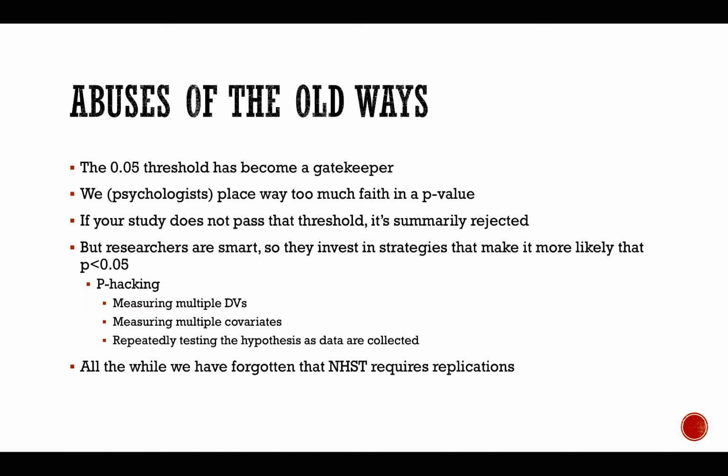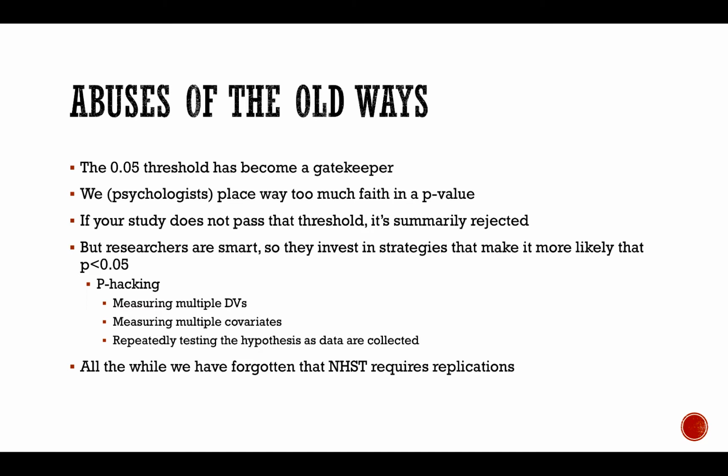So we can measure multiple dependent variables and then decide which one we're going to include, and audition multiple dependent variables, and maybe one will give us significance, the other won't. Or we might measure multiple covariates, and then one by one audition these covariates and see if controlling for those covariates gives us a statistically significant result. Or we could test the hypothesis after the first 10 data points are collected, then after the first 20, then after the first 30, etc. And the other one is that we might decide to drop an experimental condition.